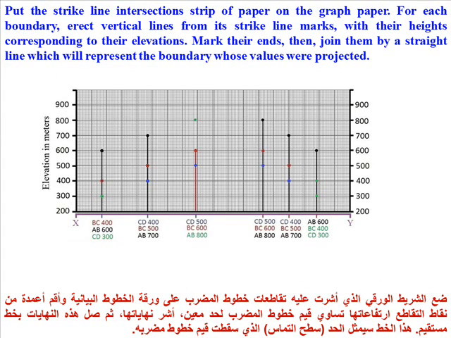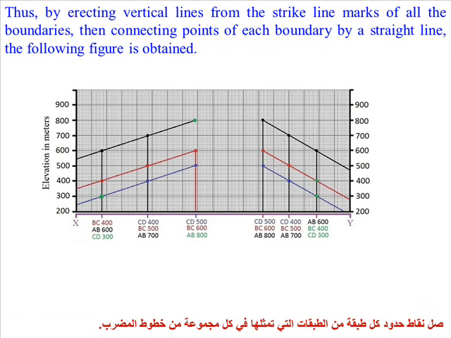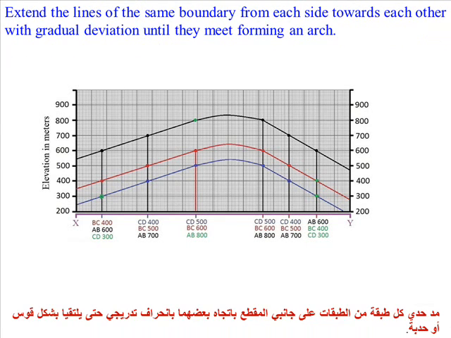Put the strike line intersections strip of paper on the graph paper. For each boundary, erect vertical lines from its strike line marks with their heights corresponding to their elevations. Mark their ends, then join them by a straight line which will represent the boundary whose values were projected. Thus, by erecting vertical lines from the strike line marks of all the boundaries, then connecting points of each boundary by a straight line, the following figure is obtained.